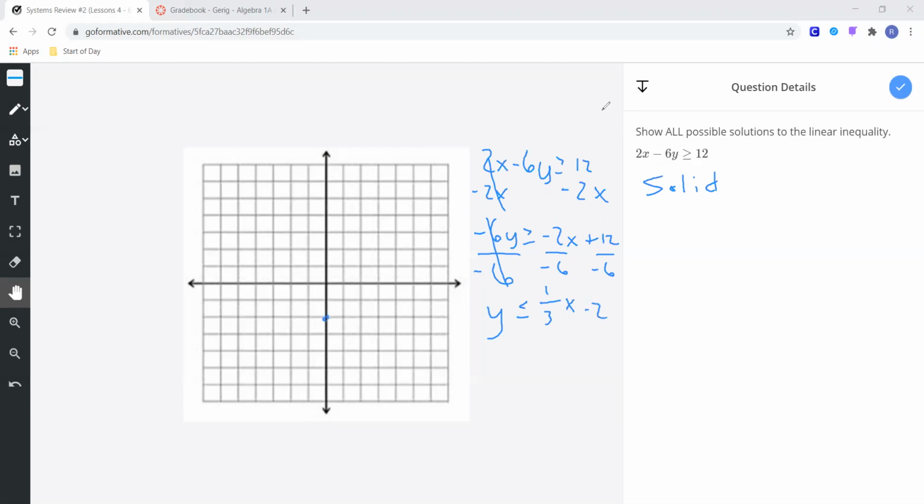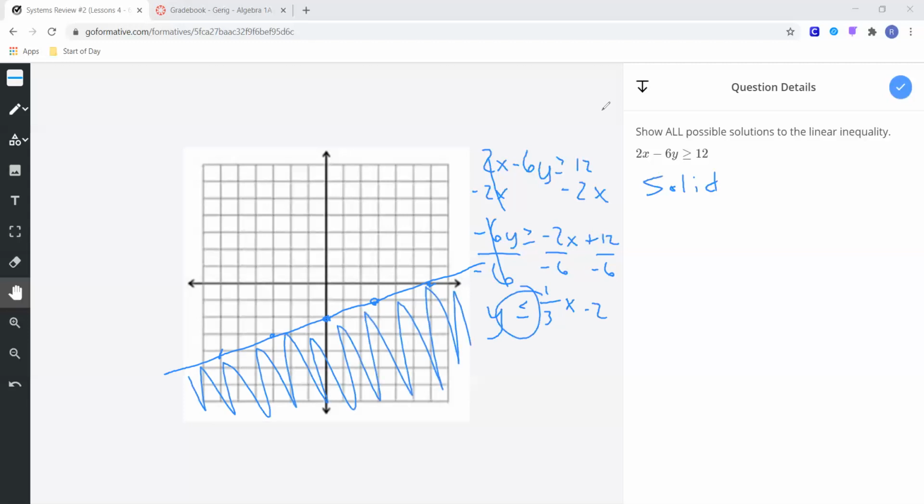So I can go down to 2, put a dot, up 1, right 3. I can do that multiple times. Keep going over here. This is a solid line, so I don't have to worry about the dot. And this is less than, so it's below. So it's going to be here. You need to graph it based on that sign at the end, not the sign that you start with, okay?